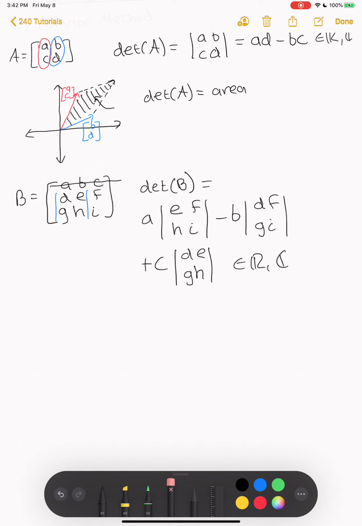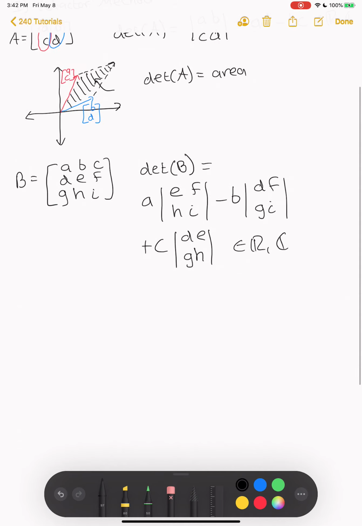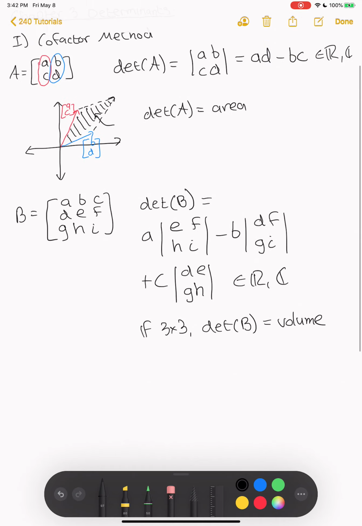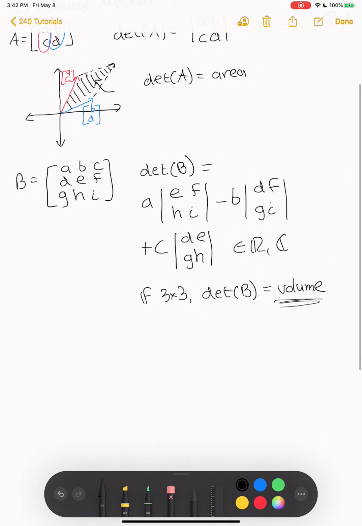And just like in the two-dimensional case, there is a geometric analog here. It corresponds to the volume spanned by these three vectors here. I'm not going to even try to draw it because it's complicated, but there are good diagrams in the textbook if you want to see. Again, we'll come back to this concept in a little bit.